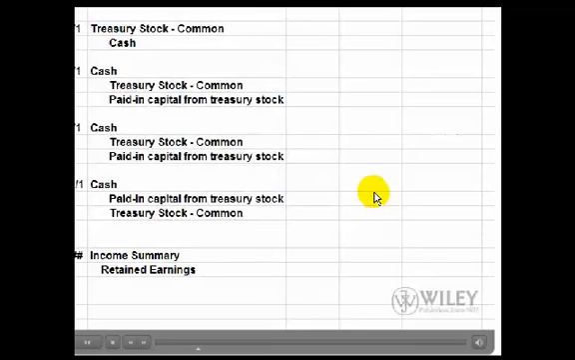On March 1st, purchased 6,000 shares at $7 a share. So we multiply 6,000 shares times $7, which is $42,000, and credit cash for the same amount.